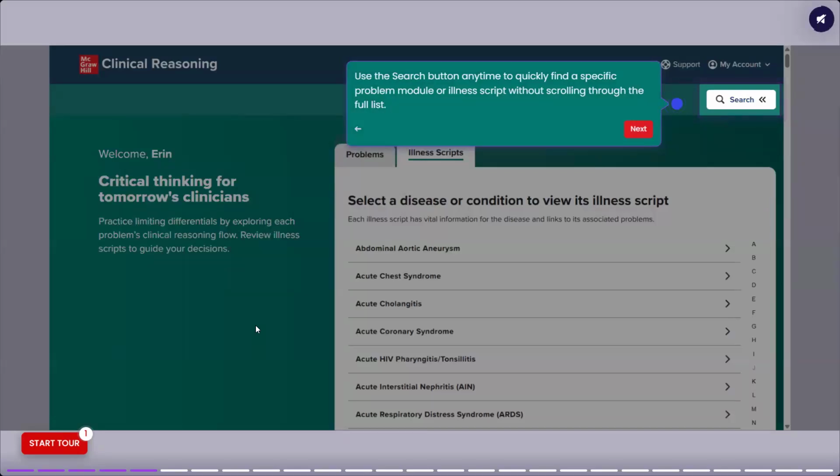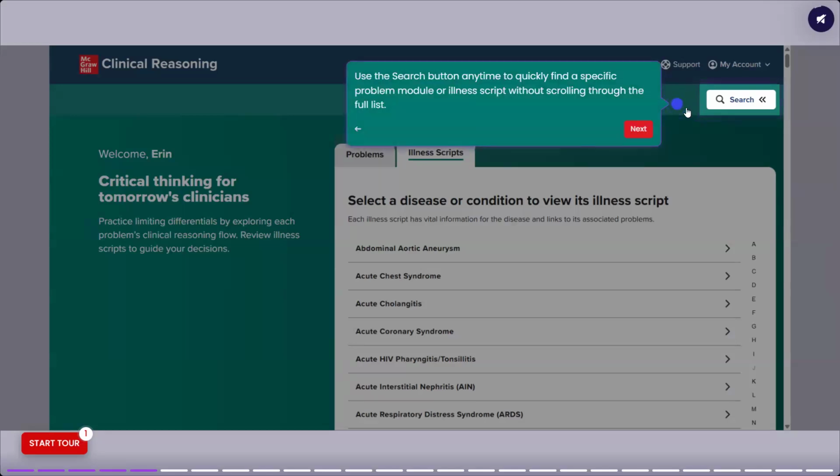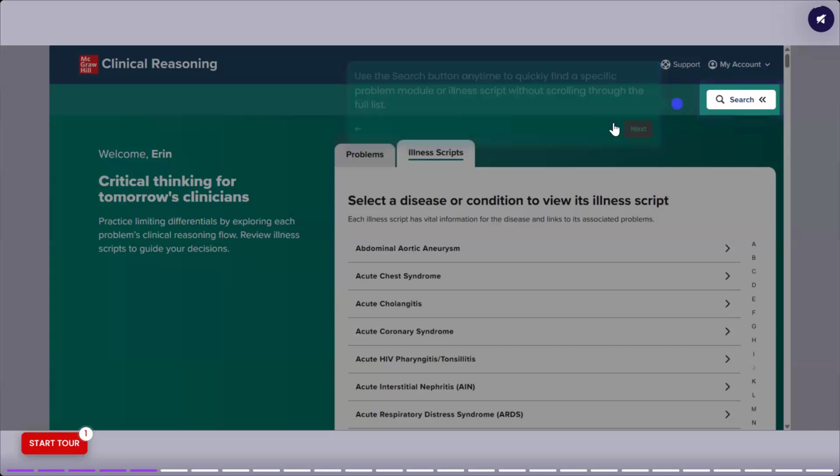Now, although you can browse through the illness scripts, you can also use the search functionality here, where you can look up specific problem modules or illness scripts without having to go through the full list. As I mentioned, there will be around 600 different illness scripts, so maybe you're looking for something very specific, like acute respiratory distress syndrome or something different.